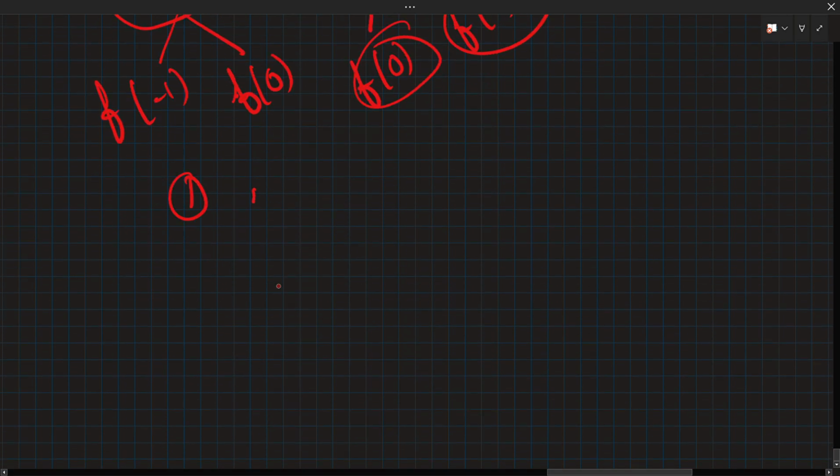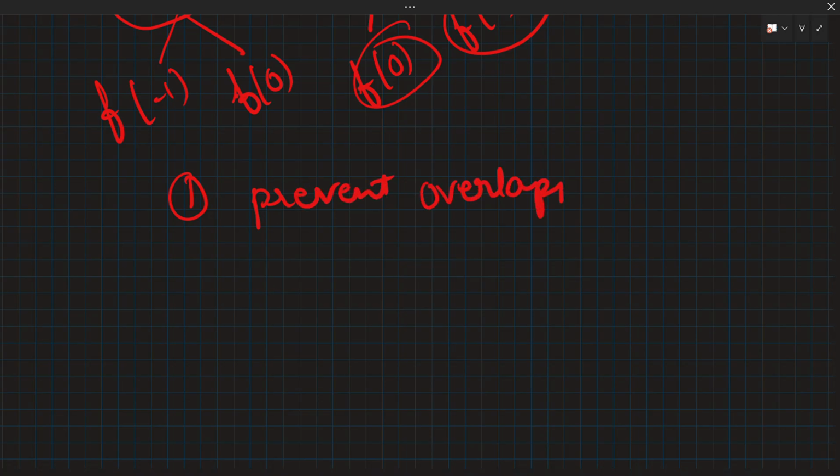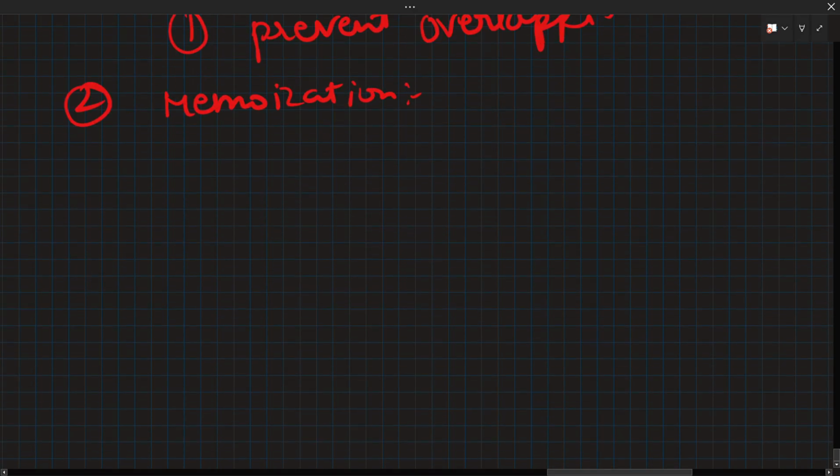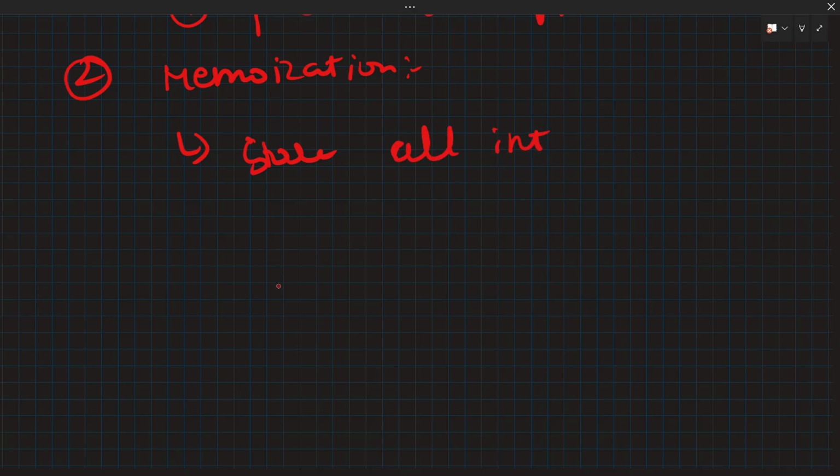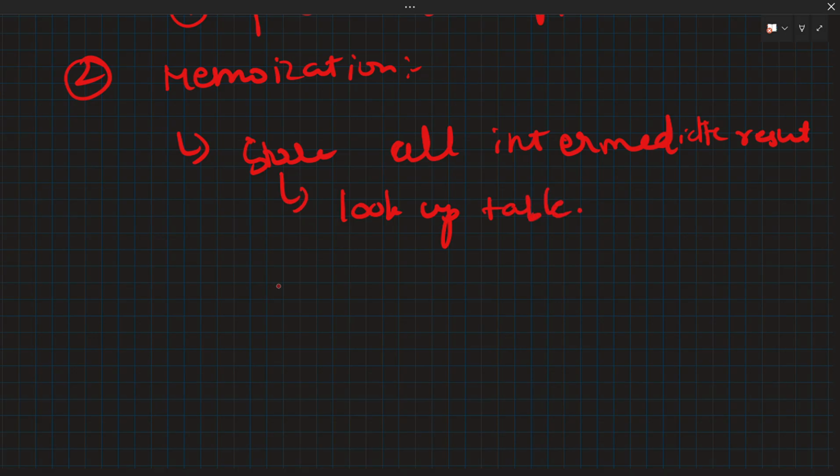So in order to prevent the overlapping subproblems, we end up with memoization. Memoization, what does it mean? We are going to store all intermediate results. It's just like a lookup table to prevent the overlapping subproblems.